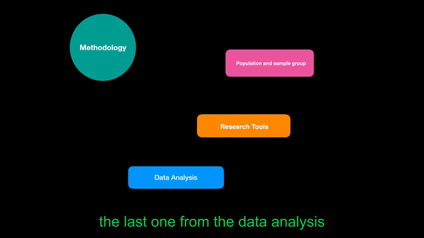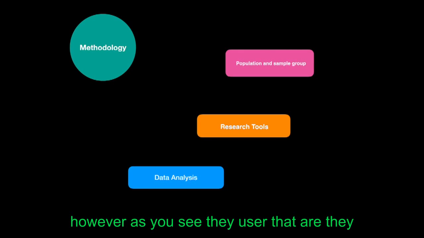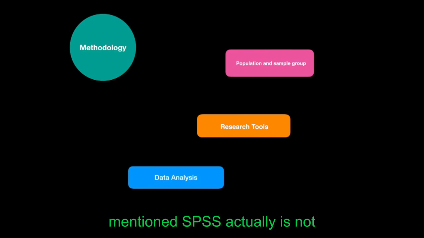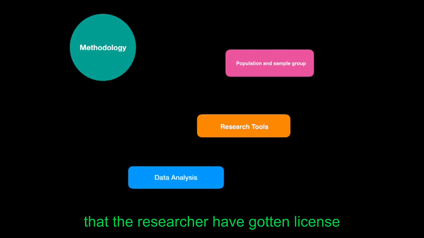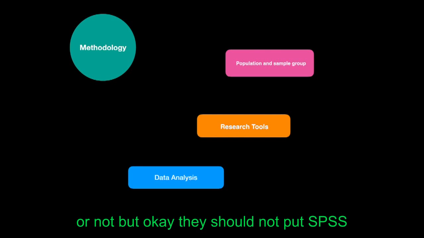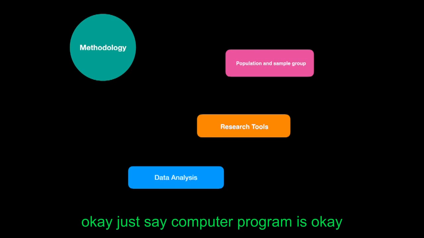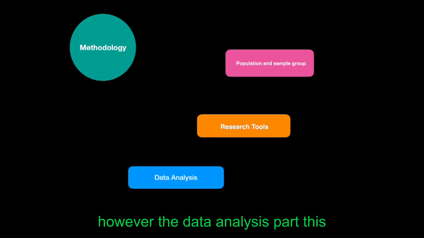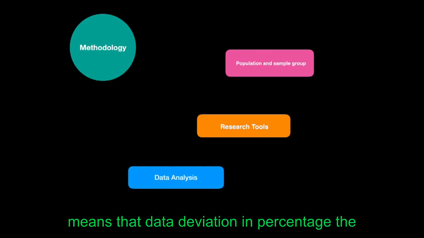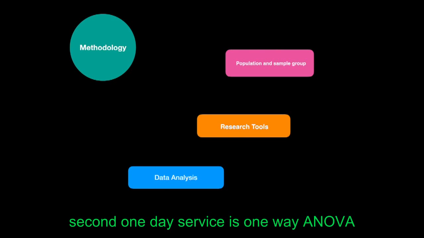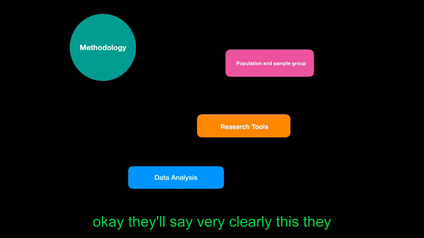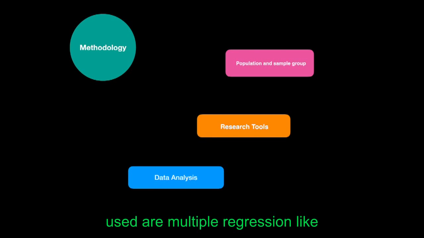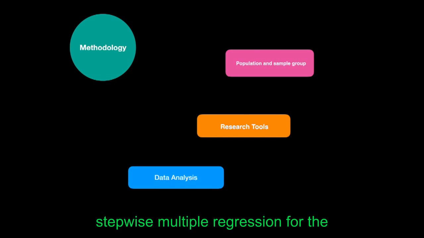And the last one is the data analysis. However, they mentioned SPSS. Actually, it should not be mentioned here because we are not sure that the researcher has bought the license or not. They should not put SPSS; just saying computer program is okay. For the data analysis, they said they used descriptive statistics, mean, standard deviation, and percentage. The second one is one-way ANOVA, and the last one is correlation. They also say very clearly that they used stepwise multiple regression for the third hypothesis. It's quite clear here.